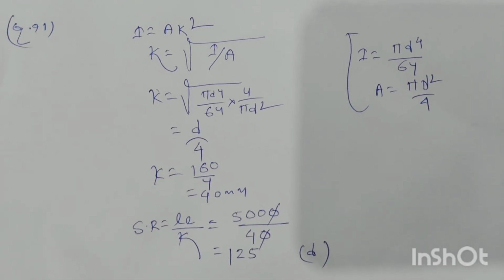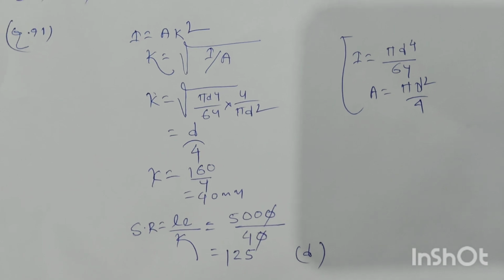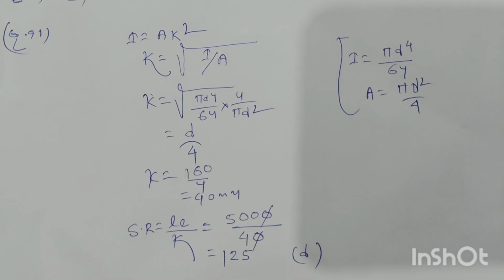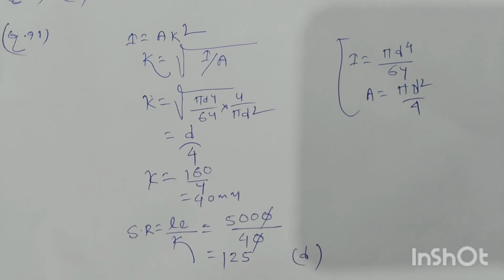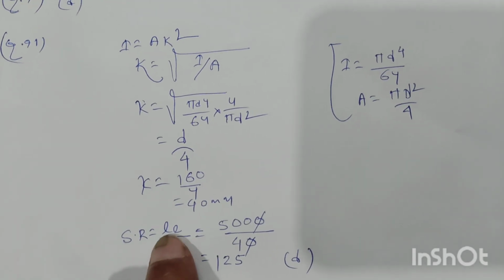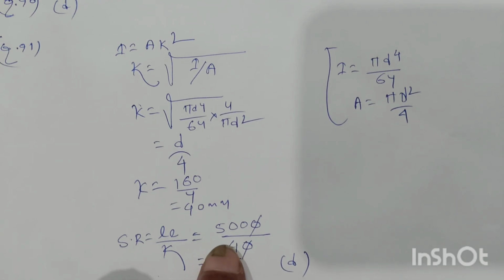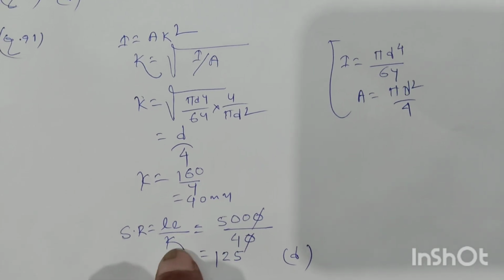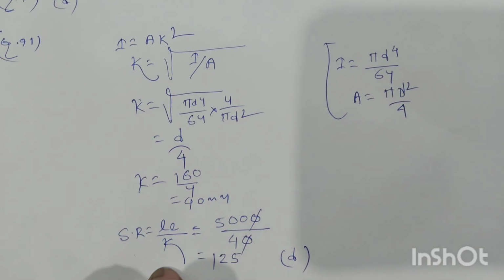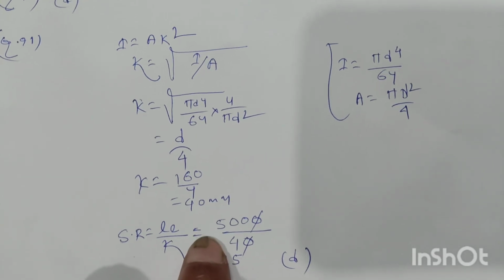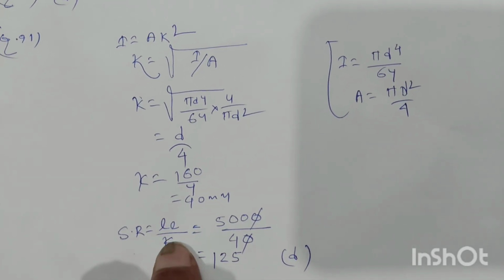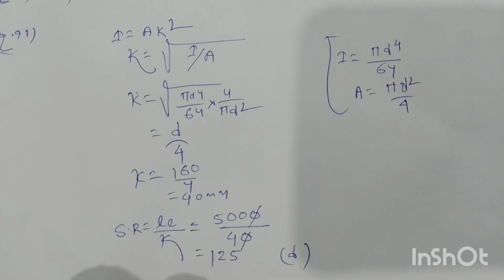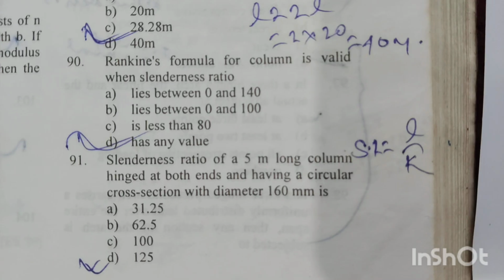And we also know the formula for slenderness ratio. Lambda is equal to L effective by least radius of gyration k. So we know both values. Effective length is equal to 5000 millimeter, the length of the column, and the least radius of gyration k is equal to 40 mm. So if we put the values in this equation and calculate, the slenderness ratio of the column will be 125. D is right answer.